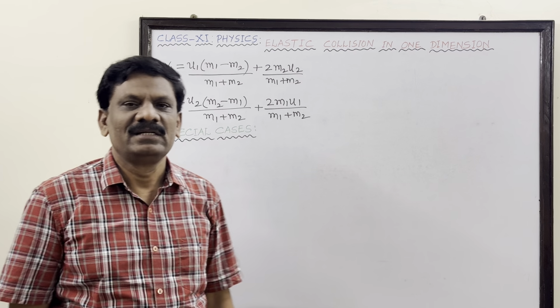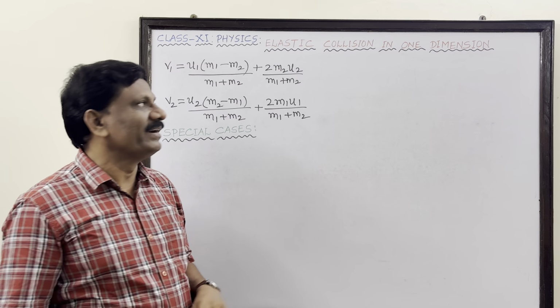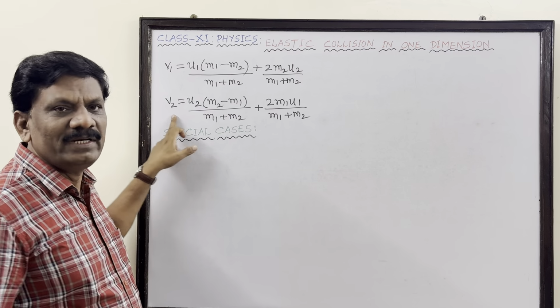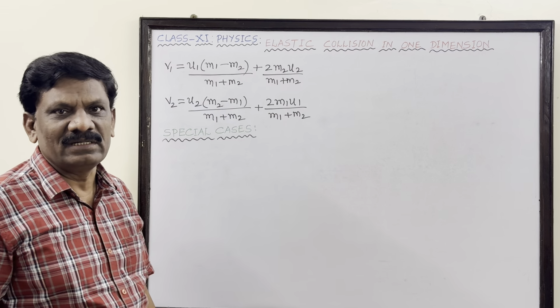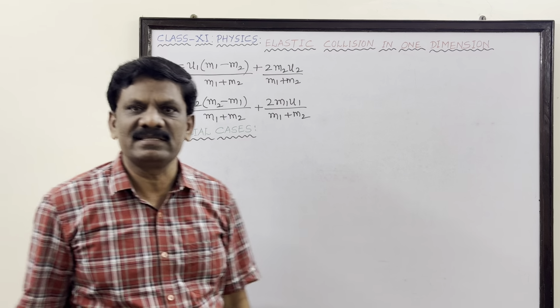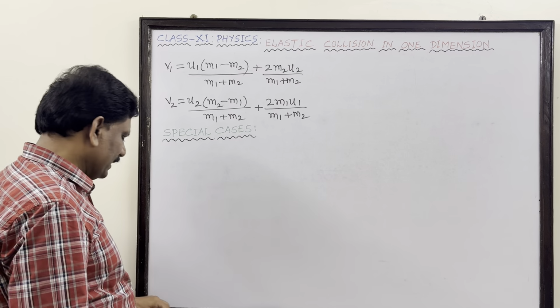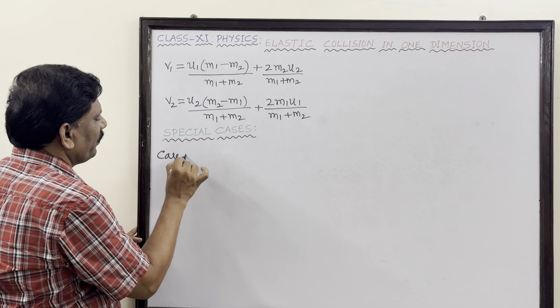Hi students, just now we derived an expression for the final velocities v1 and v2 in the case of one-dimensional elastic collision, isn't it? Now based on that we are going to discuss some special cases. So what are the special cases? For example, let us take the first case.